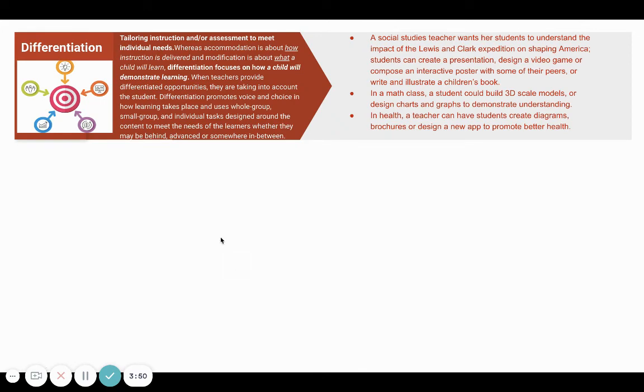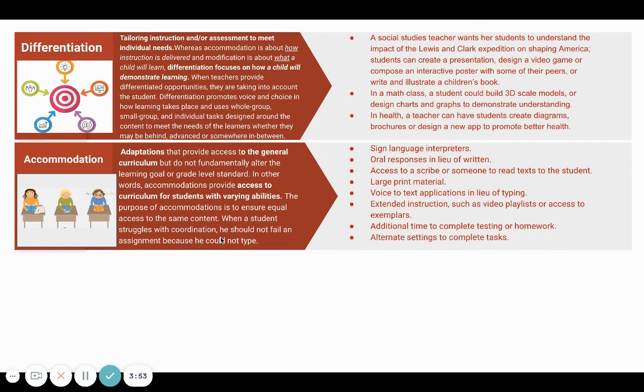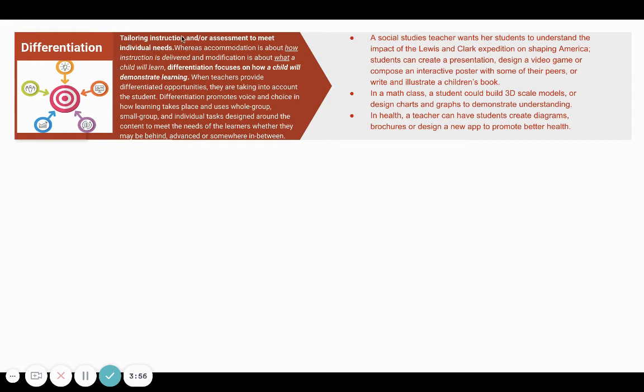So if we look at all these terms stacked up one on top of another, this is what we see. We see differentiation is tailoring instruction and or assessment to meet individual needs. This is going to focus on how we teach our students as well as how they demonstrate understanding. For example, we might have a social studies teacher who wants her students to understand the impact of Lewis and Clark's expedition on shaping America. So she might present it in different ways, maybe for the whole class and then for a particular group that needs a little bit of added instruction.